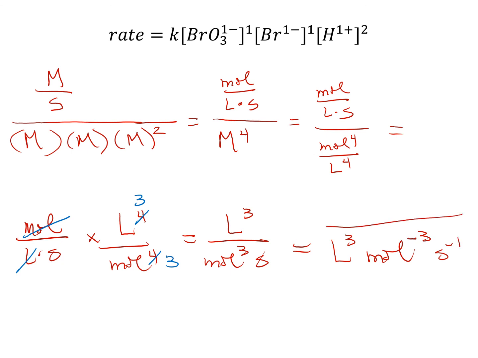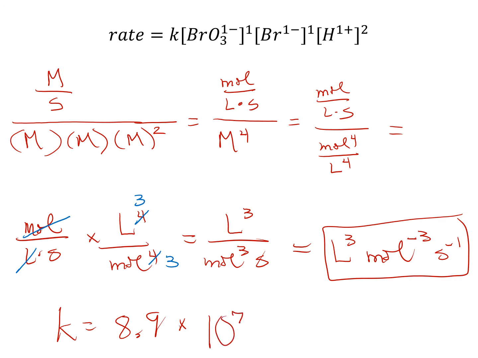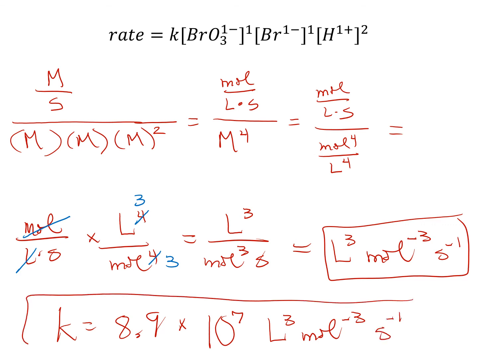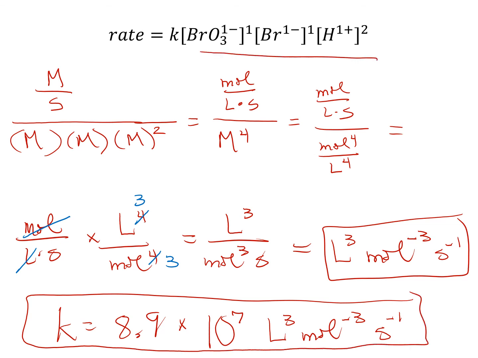So the units on your rate constant, K, are: K is equal to 8.9 times 10 to the 7th. We have a very large one for this reaction. Liters cubed, moles to the minus 3, seconds to the minus 1. By using that constant and our concentrations, the units for rate are always moles per liter per second. That's it.